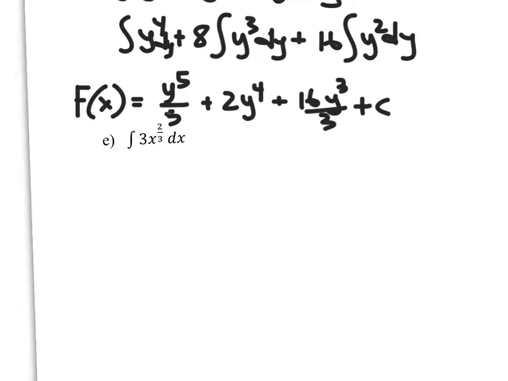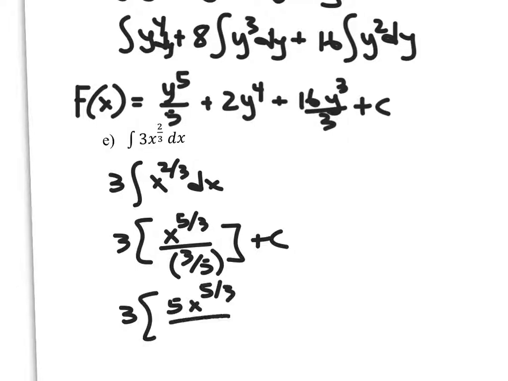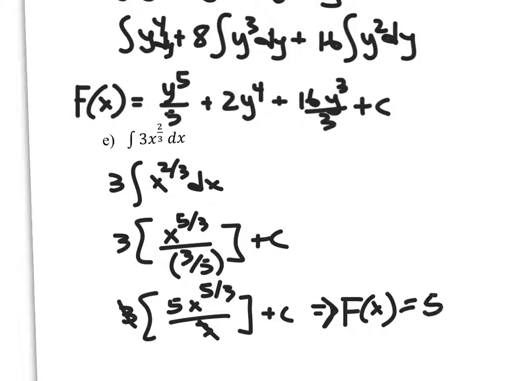I'm going to pull 3 out, take the integral of x to the 2/3 dx. Okay, so that'll be 3 times the integral. I'm going to, again, add 1. So I get, let's see here, x to the 5/3 over 3/5. Okay, plus c. Let's do a little work on that. That would be the same as 3 times 5x to the 5/3 over 3, which would give me big F of x. Good job. There we go. The 3's would cancel, and I'd get 5x to the 5/3.